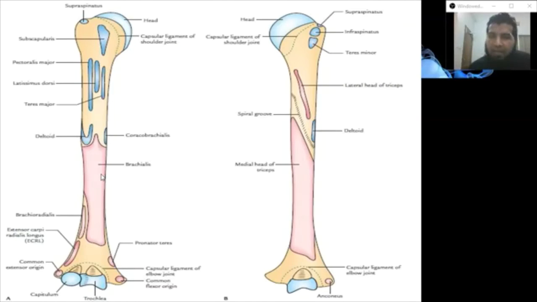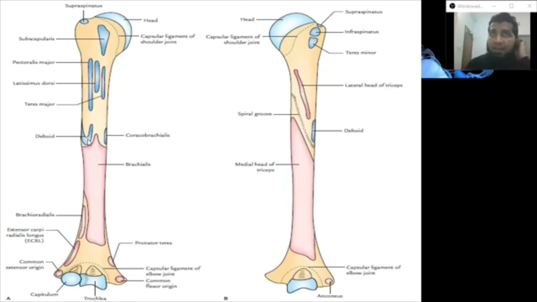And then you will be asked, what is the chief function of brachialis? The chief function of brachialis is that it is the chief flexor of the elbow joint. So remember this. These are very important questions for you in the viva. And deltoid tuberosity. This is the deltoid tuberosity. The deltoid muscle is inserted here. Then you will be asked about the deltoid muscle.